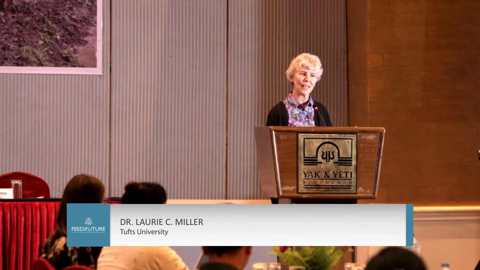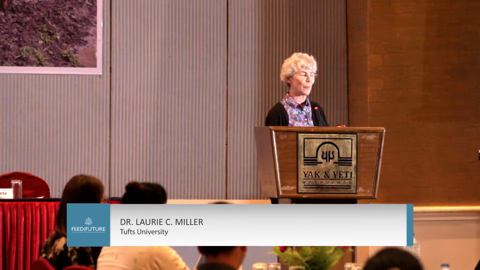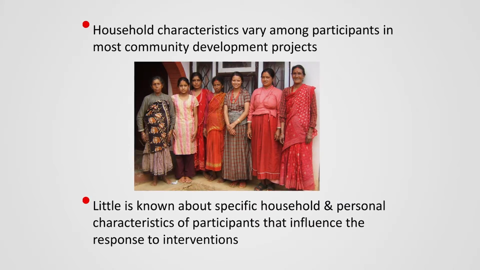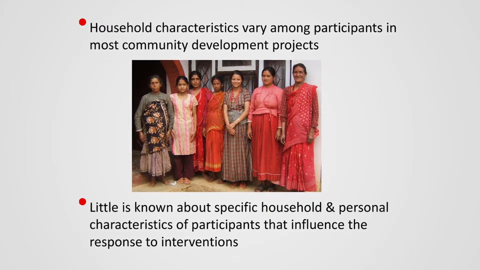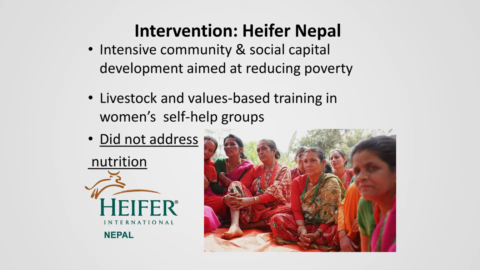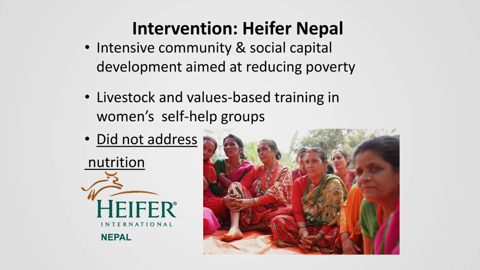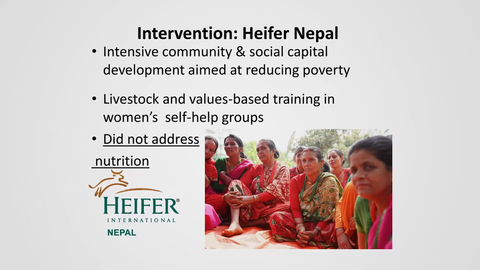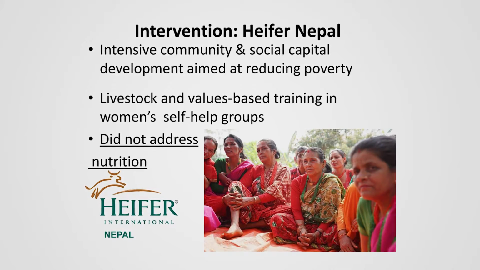However, there's surprisingly little known about very, very specific household and personal characteristics of participants that might influence their response to these interventions. The intervention I'm going to talk about was implemented by Heifer Nepal, and it was an intensive community and social capital development aimed at reducing poverty. The intervention was implemented via livestock and values-based training in women's self-help groups.